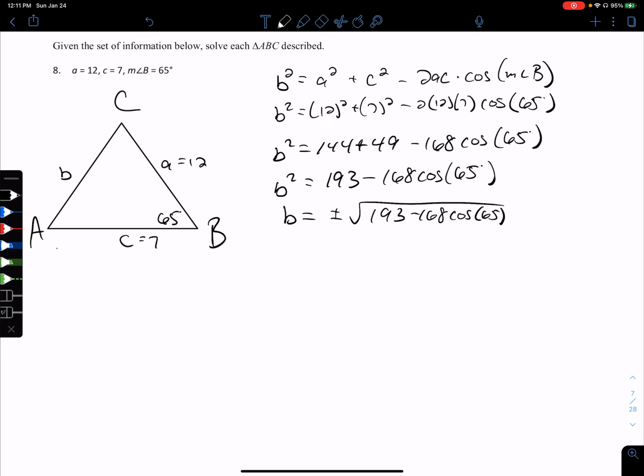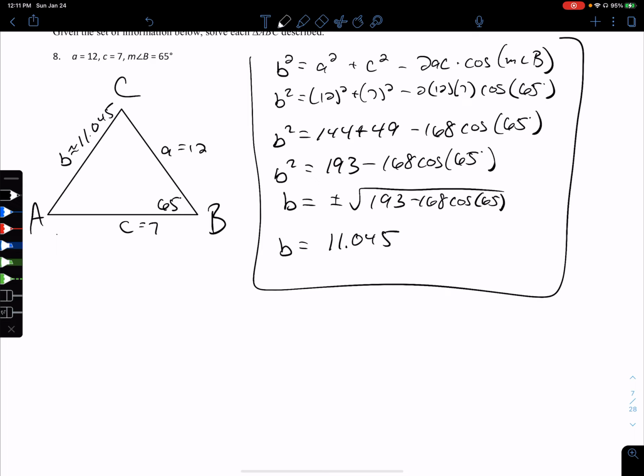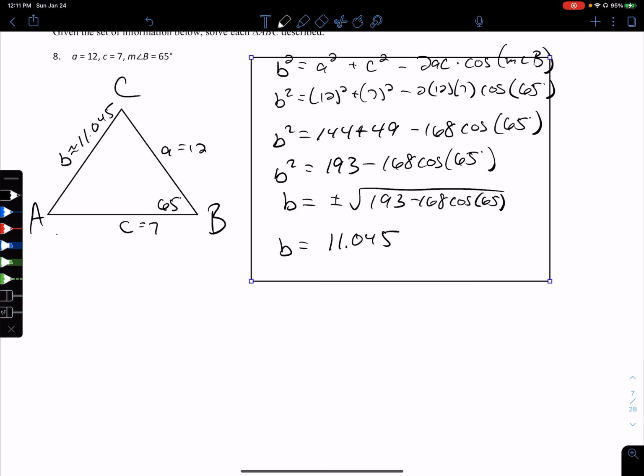Even though technically, mathematically, b is plus or minus, this is the length of a triangle. In this context, it's going to be positive. Put that in your calculator, you're going to get 11.045. That's an approximation. So to solve the triangle means to find all the missing measurements.